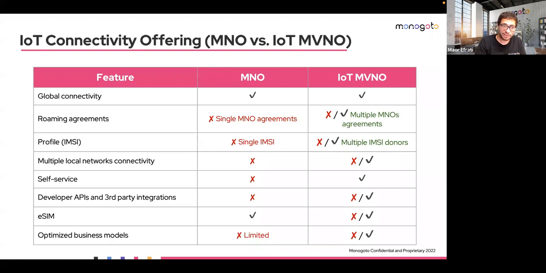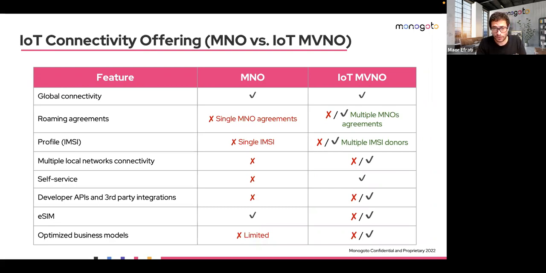Then we're talking about self-service. Most MVNOs will have solid self-service, and self-service is great for IoT use cases because we're not talking about one SIM card that you just need to activate once. You need to check many times what's going on. You need to be able to monitor your network. You need to be able to activate SIM cards, deactivate SIM cards, see billing, create tasks. And this is very important. Self-service is critical for any new use case, and especially on connectivity management.